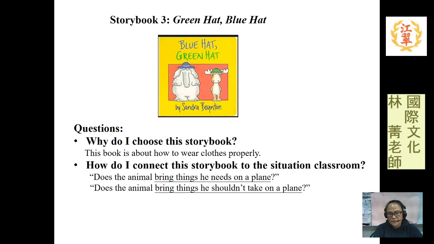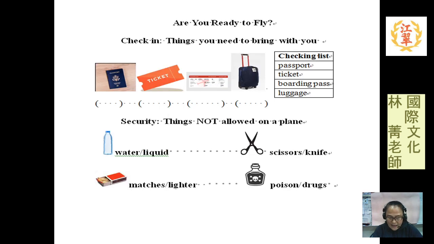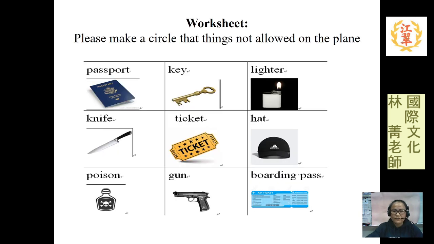Book 3. This book is about how do you wear clothes properly, because these animals put clothes on the wrong way. So the main idea of this book is about how do you put things in order. Here's the connection to the situation classroom. I ask, does this animal bring things he needs on a plane? Did you see the transition point? Does the animal bring things he shouldn't take on a plane? So this handout shows the things you need to bring with you and things you should not allow on the plane. Student will work on the worksheet.